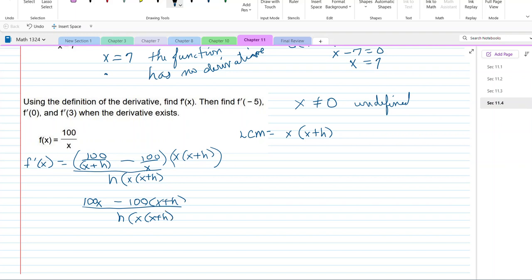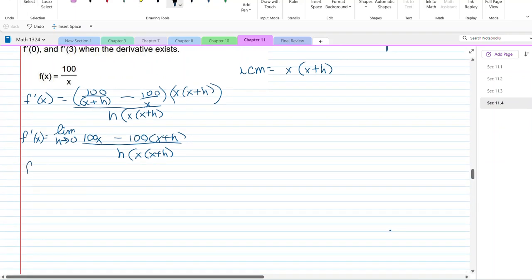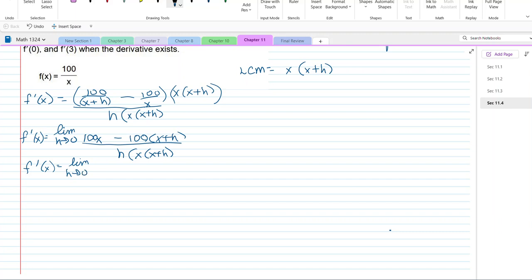All right. So now, remember this is f prime of x, and I forgot to put in the limit as h approaches 0, and I'm sorry about that. So let's continue on and do some math. So this is going to be 100x minus 100x minus 100h, all over h times x plus h.